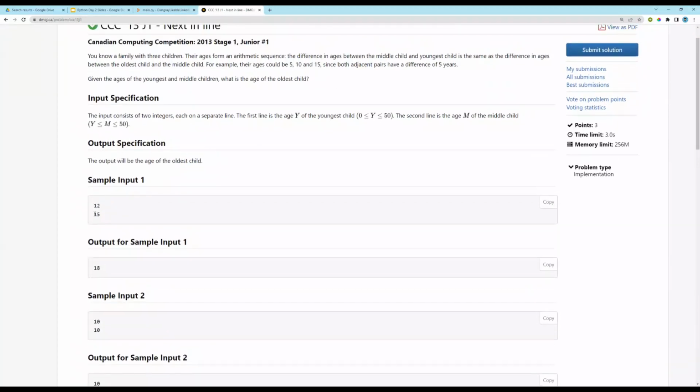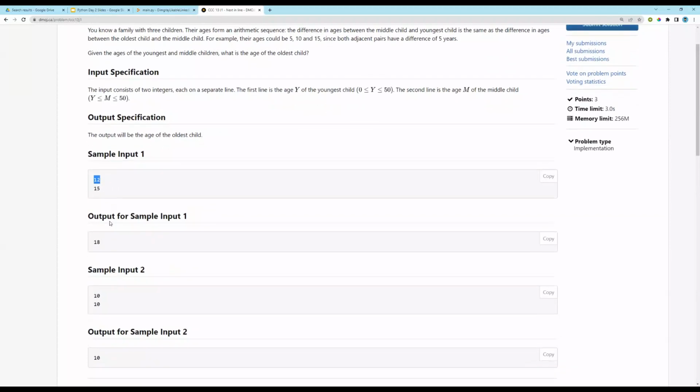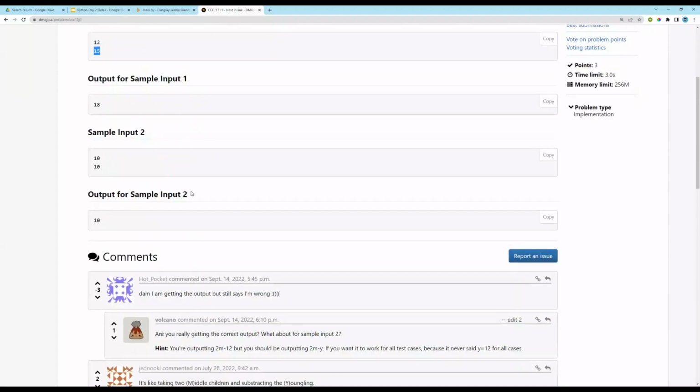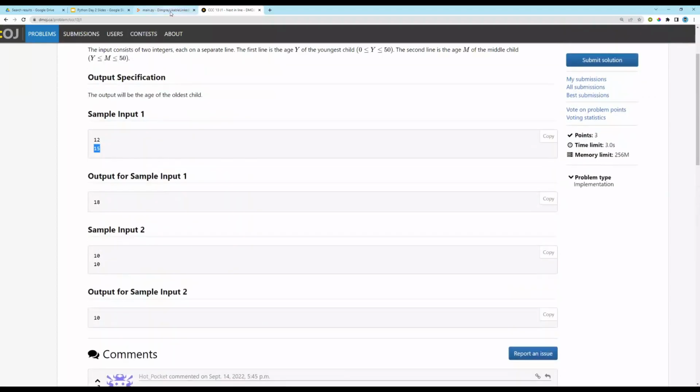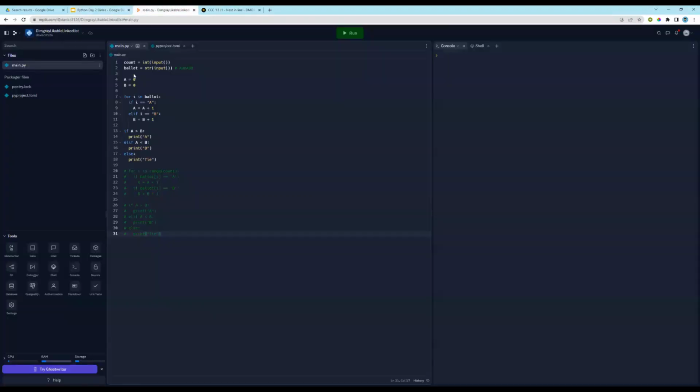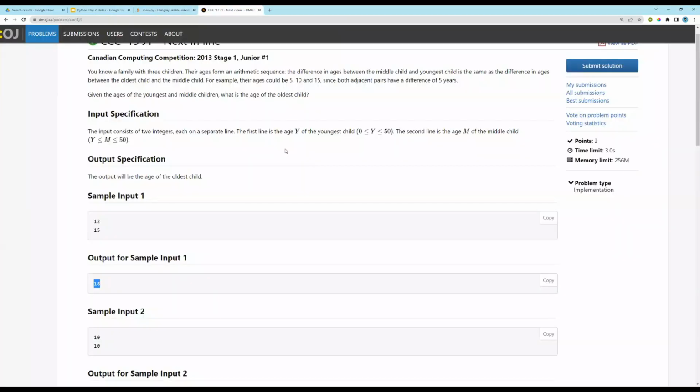Again, we'll get input, 2 numbers. The first one is the age of the youngest child. The second one is the age of the middle child. For this question, it's pretty straightforward. We get 2 inputs and we are supposed to output the age of the oldest child. And we know that the age gap between the youngest and the middle child is the same as the age gap between the middle and the oldest child. So if we go back over here, this is our solution from last time. We'll just do it.